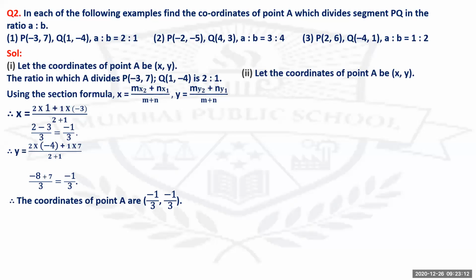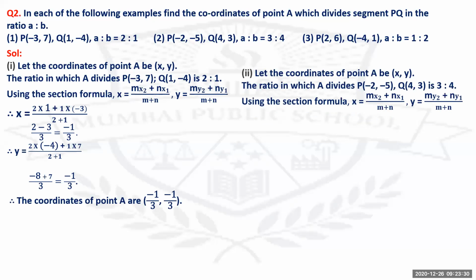In the second sub question, let the coordinates of point A be x comma y. Now this is going to remain same. The ratio in which A divides P minus 2 comma minus 5, Q 4 comma 3 is 3 is to 4. So using the section formula, you'll get value of x equals to 3 into 4 plus 4 into minus 2 upon 3 plus 4. You'll get that as 3 into 4 is 12, 4 into minus 2 is minus 8, so 12 minus 8 upon 7, that is equals to 4 upon 7.